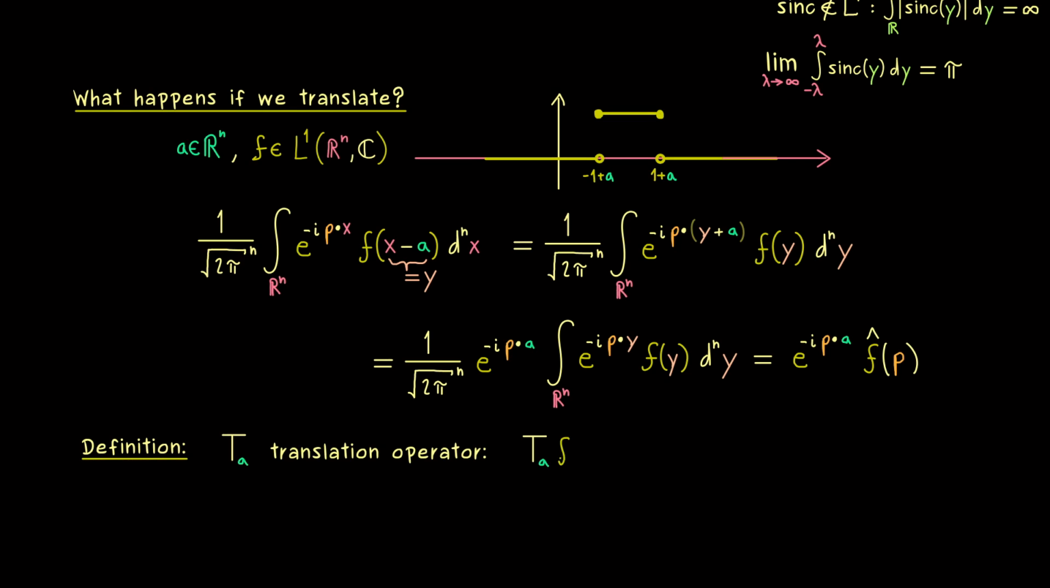This means T_a of f is a function defined on R^n again, but now shifted by the vector a. So if we put in a point x, we get out f of x minus a. So nothing new, but we have introduced a new name such that we can deal with these translated functions as well. And in addition, we can also define a multiplication operator, and let's call this one M_a.